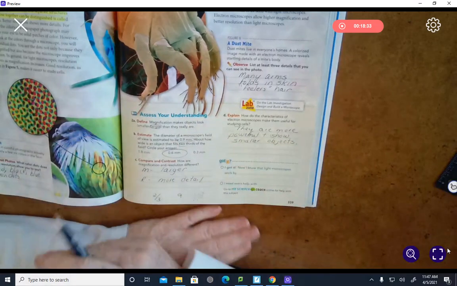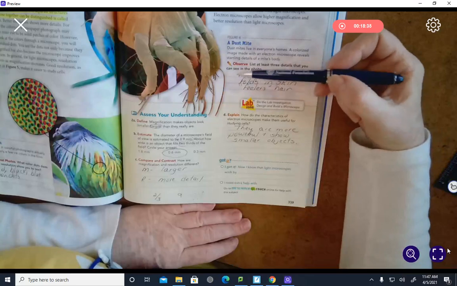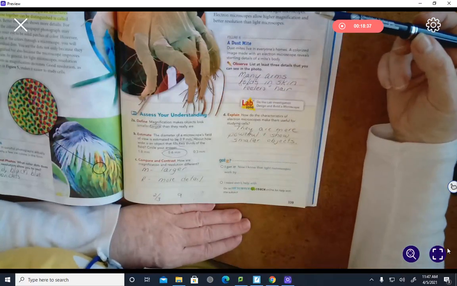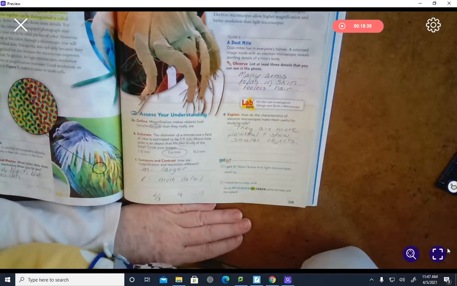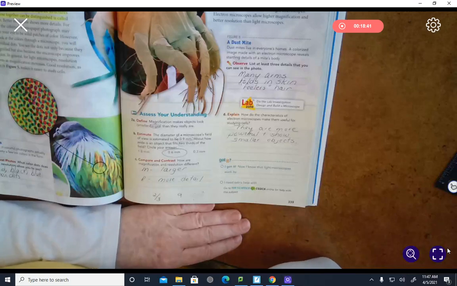What I would ask you to do is look up magnified objects on the internet, and there are some pretty interesting things there.